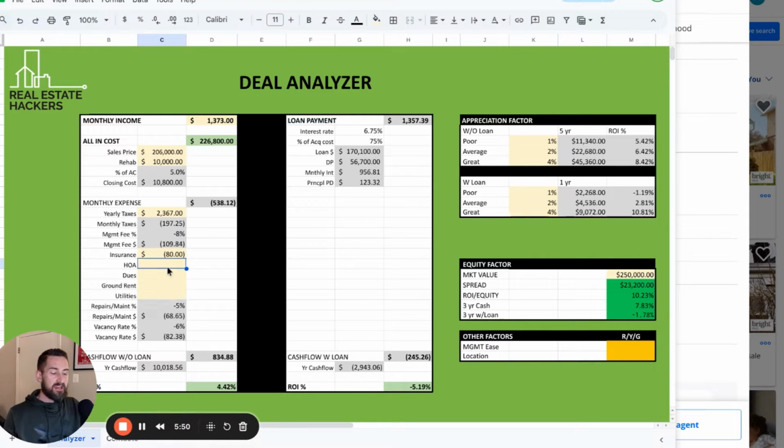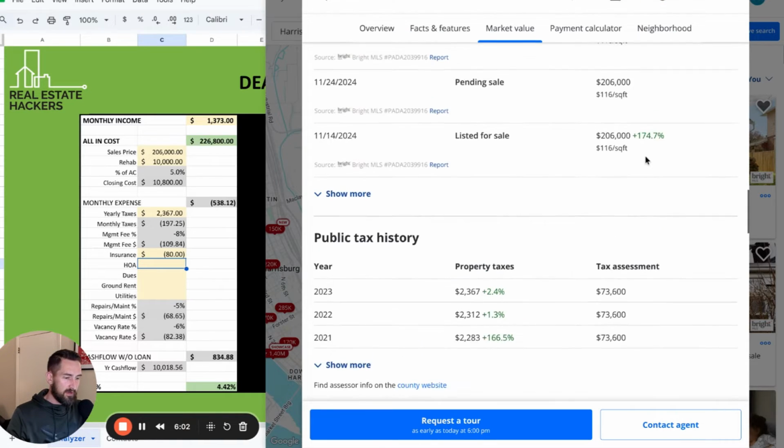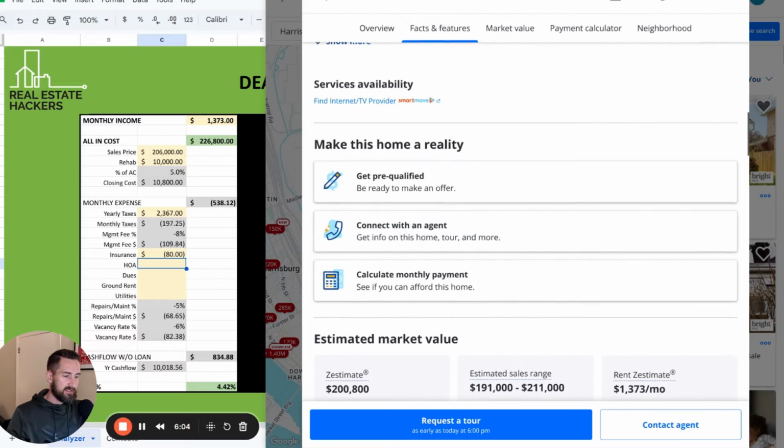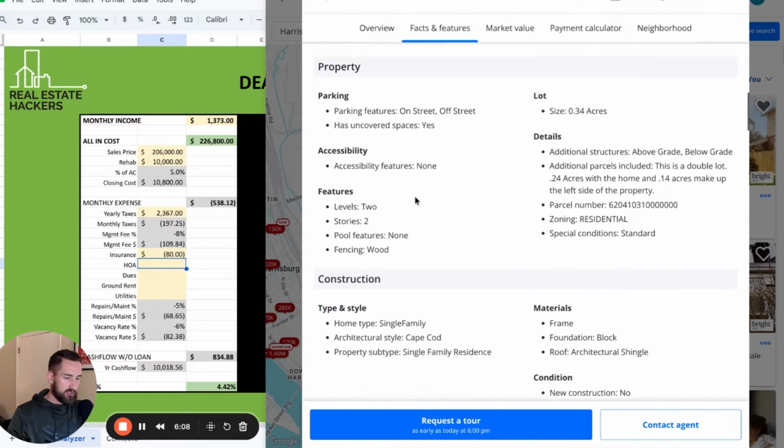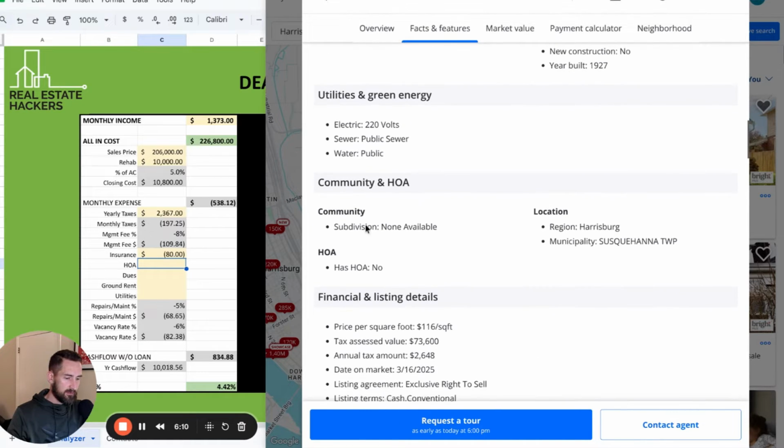So if this had an HOA, you'd want to put a minus number, and let's say it had a $65 HOA. And so that's what would go in there. This one does not have an HOA. And you'd be able to find if it had an HOA, usually it will list it on the facts and features on Zillow down here, and you see it says HOA, no HOA.